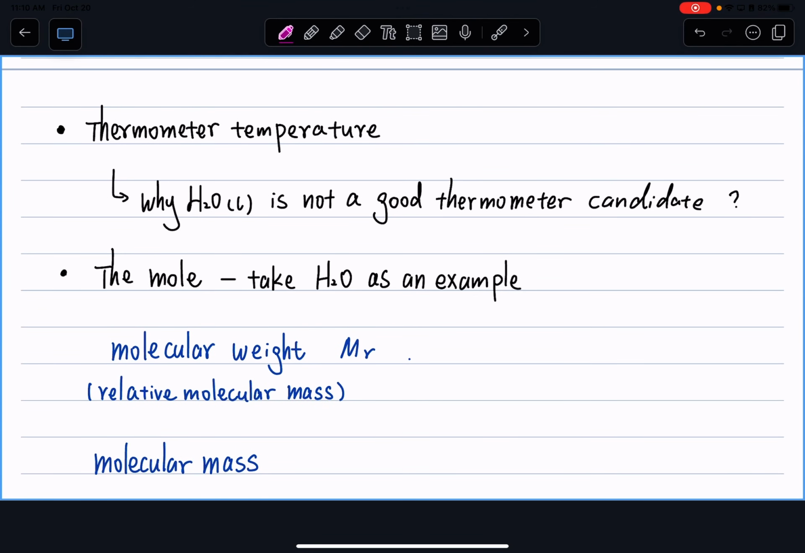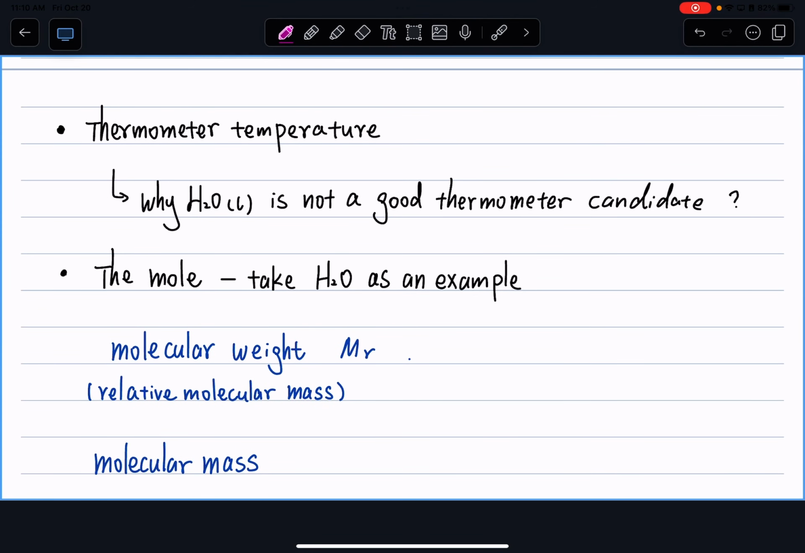And one of the questions here is to think about why liquid water is not a good candidate to make a thermometer. The quick answer is that liquid water actually contracts between 0 and 4 and then expands from 4 to higher temperature. That property makes it invalid to build a linear relationship between temperature and its volume.